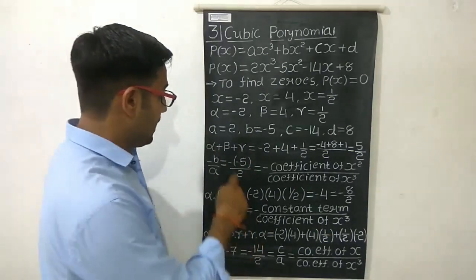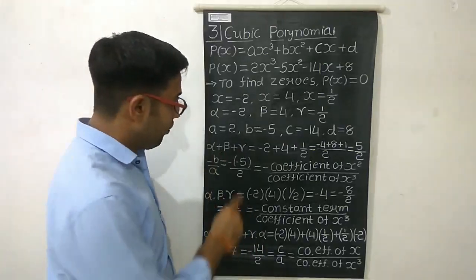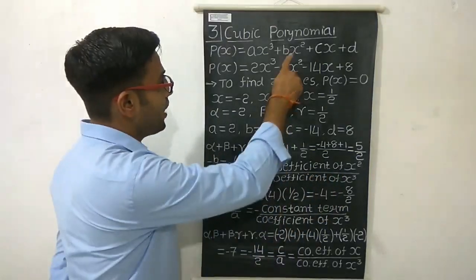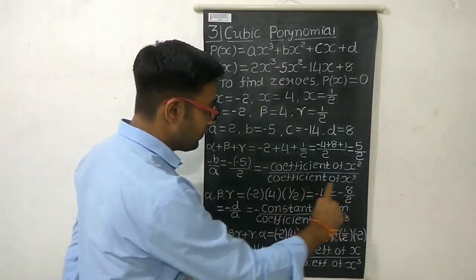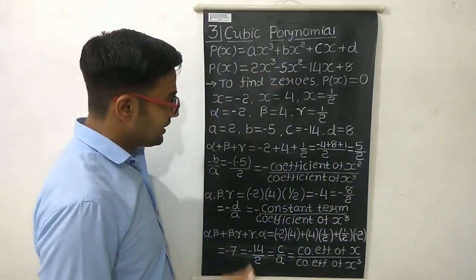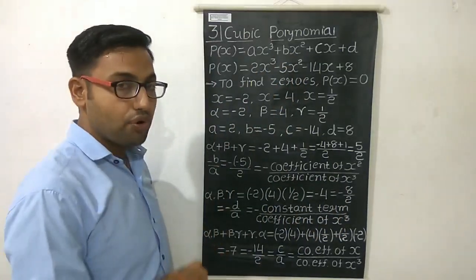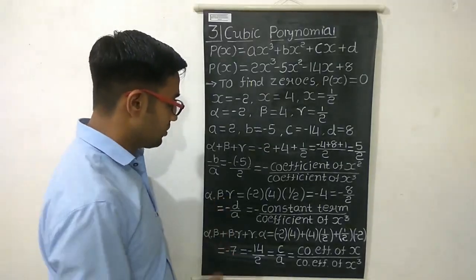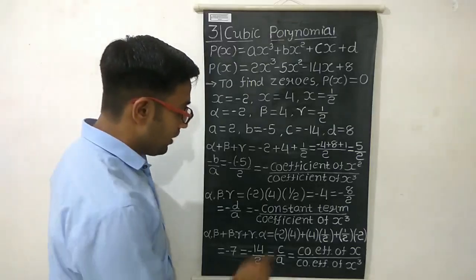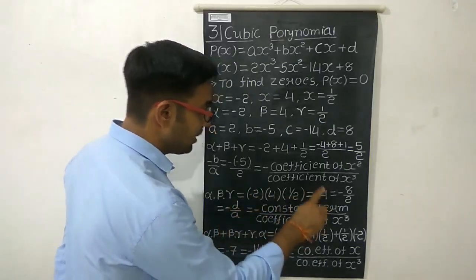So the relation we get here is alpha plus beta plus gamma is equal to minus B upon A. What is B? B is the coefficient of x square, and A is the coefficient of x cube. This is the first relation. The second relation is alpha into beta into gamma, that means the product of all these three zeros. So minus 2 multiplied by 4 multiplied by 1 upon 2. Now this 2 and 2 will cancel each other, and minus 4 remains as it is.